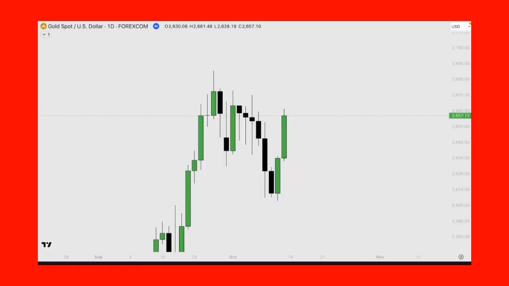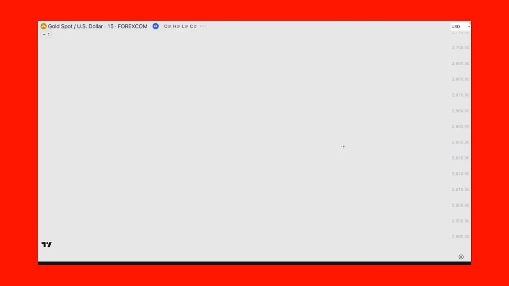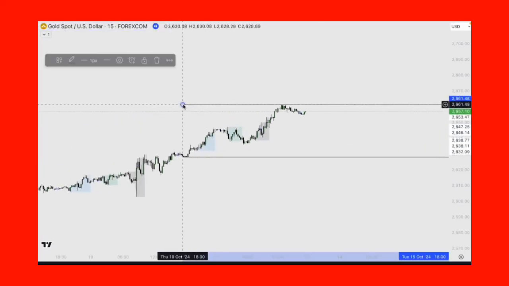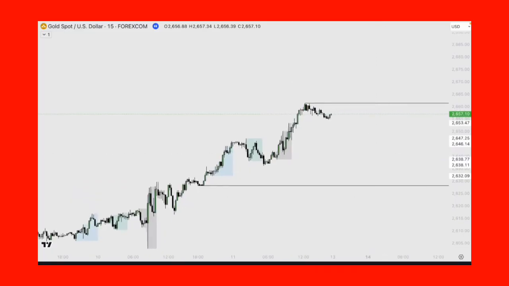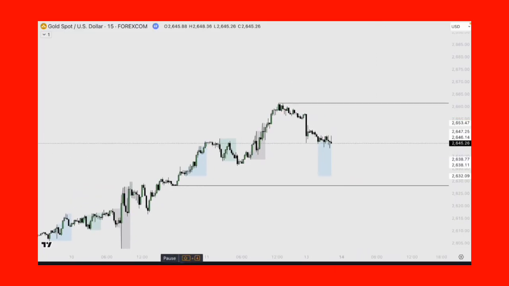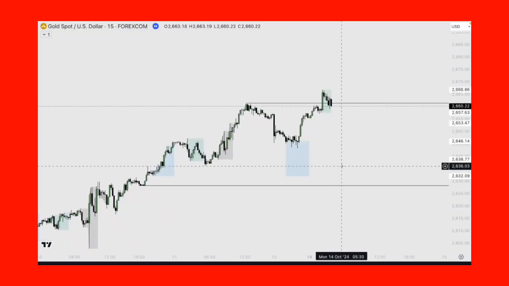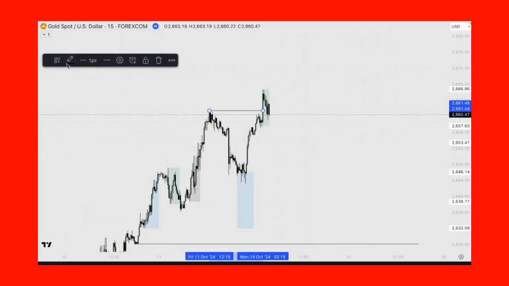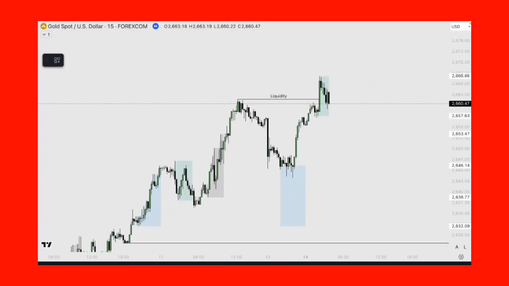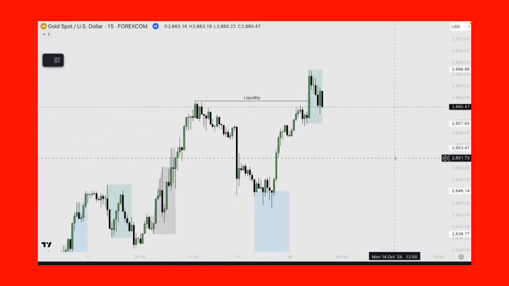Here we have another example on gold. After we've taken this buy, what do we do? We mark out our previous day high again, and we mark out our previous day low again. We drop to the 15-minute time frame. Let me just tidy everything up. Previous day high, previous day low. Let's see what price does. Price takes out our previous day high, and what do we wait for?